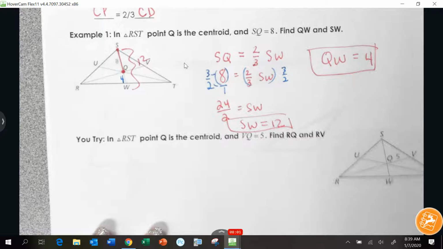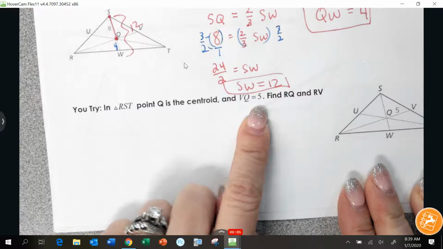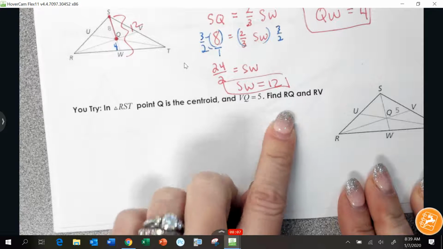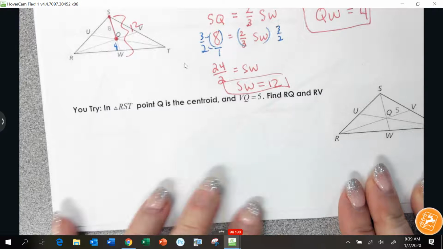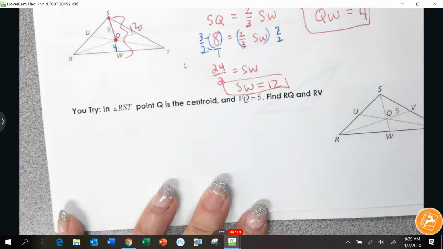So it says you try. Point Q is the centroid, and VQ is 5. Find RQ and RV. I'm going to stop talking for 30 seconds while you try, and then we'll do it together.